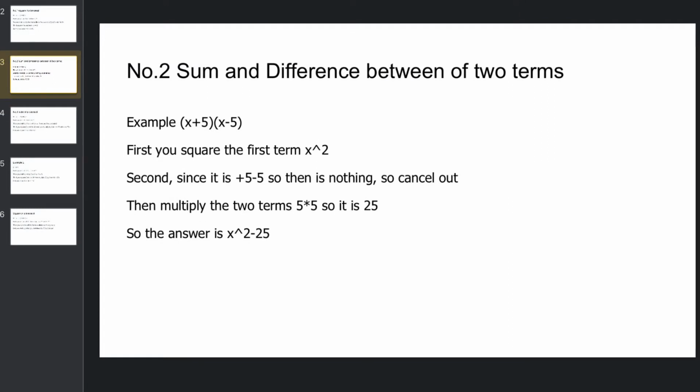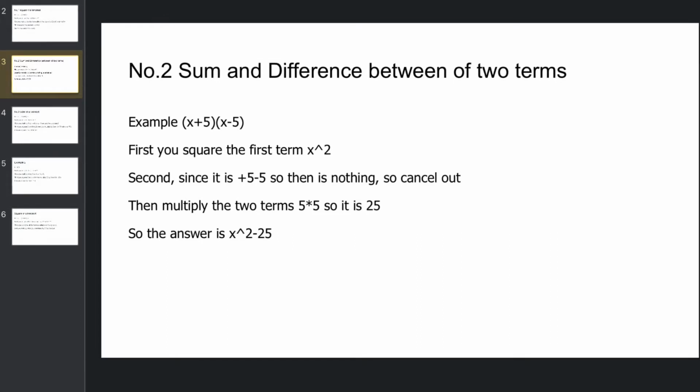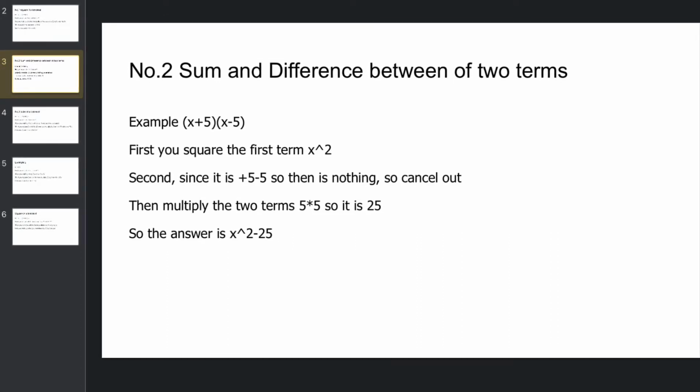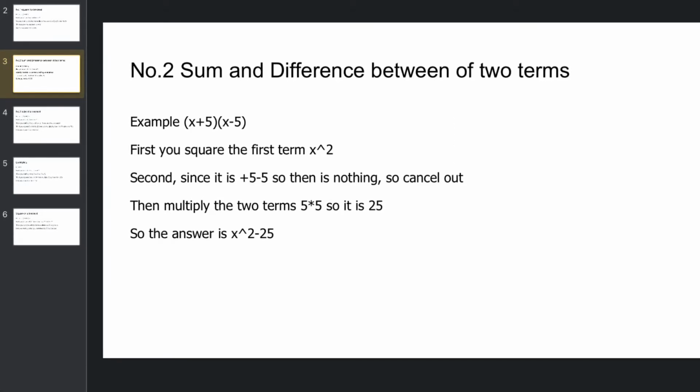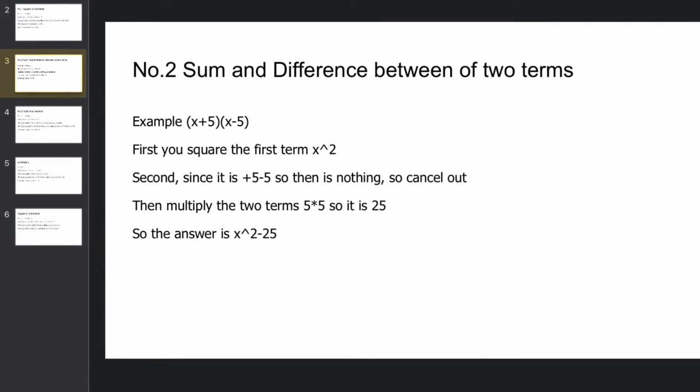So the second one that we're going to learn, I think it's the easiest one here, is called sum and difference between two terms. So the example now is x plus 5 multiplied by x minus 5. So first you square the first term, x squared, right? Then since it's x plus 5 and x minus 5, there will be nothing there, so you cancel out.